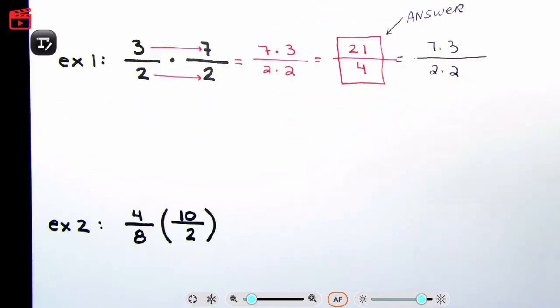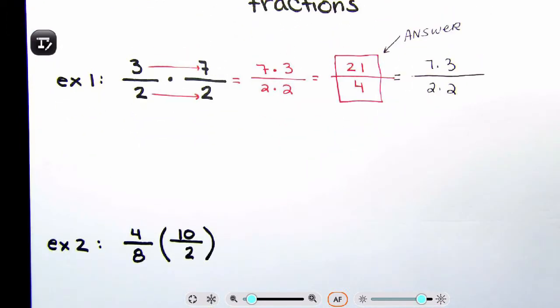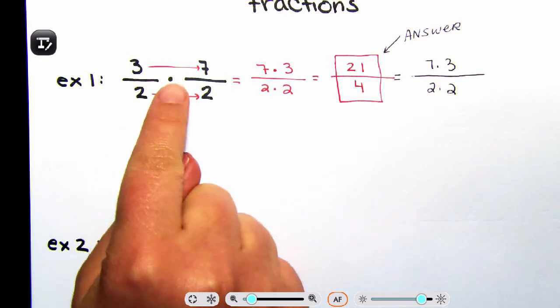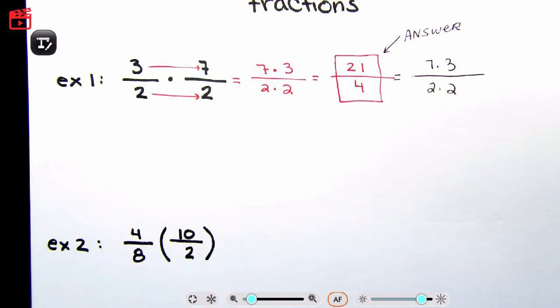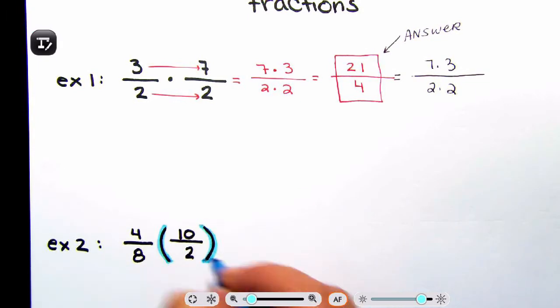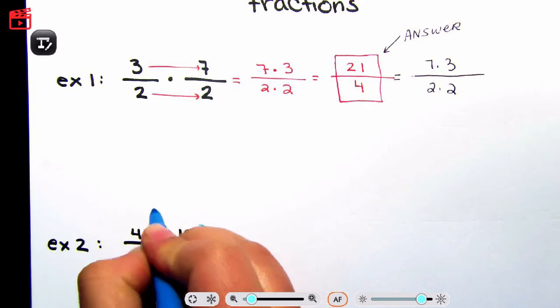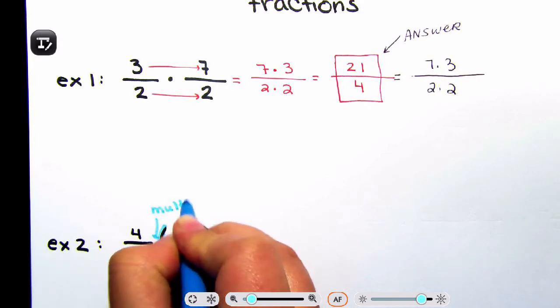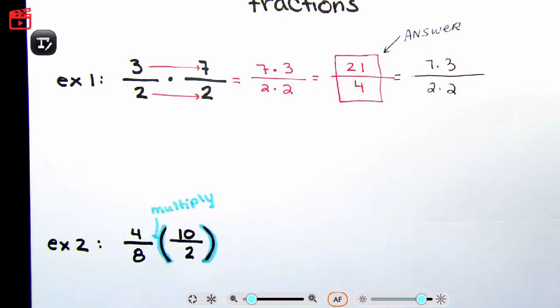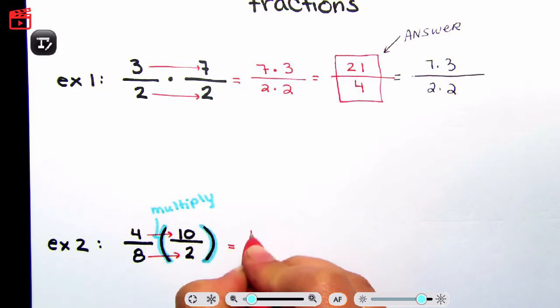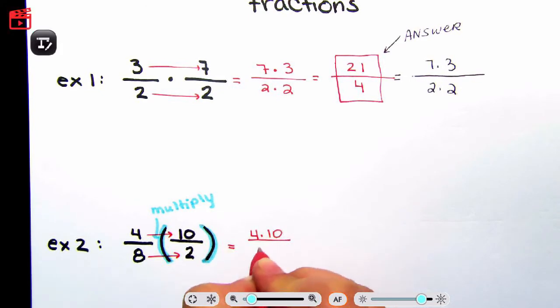Let's try another one. Now notice the different ways that you're going to be asked these questions. Here you have a dot. Here you don't have a dot. You have parentheses. But if you have parentheses like this, that means multiplication. This means multiply. And how do we multiply using one word? Across. And all you have to do is just multiply across. 4 times 10, 8 times 2.